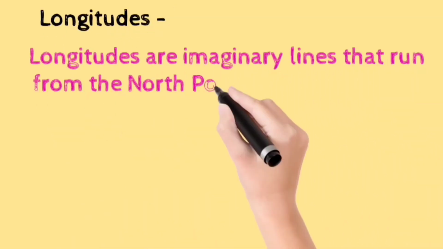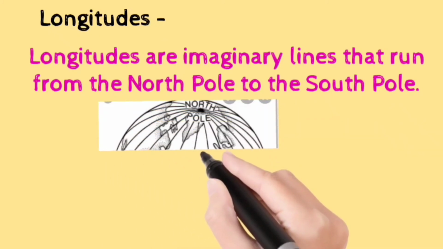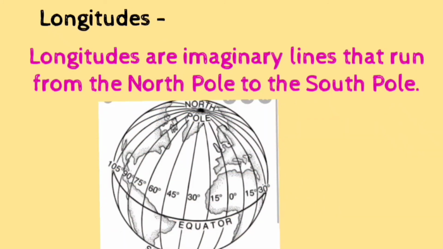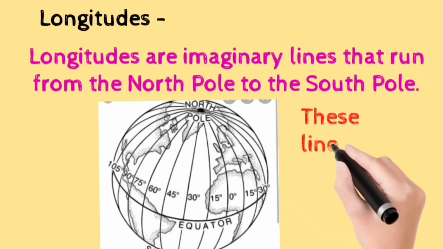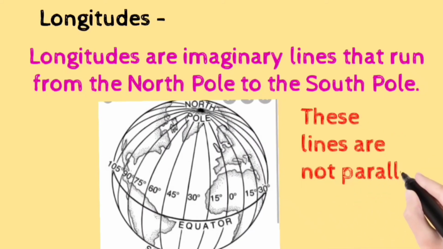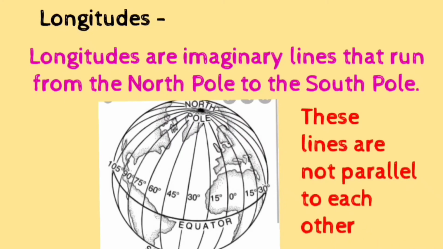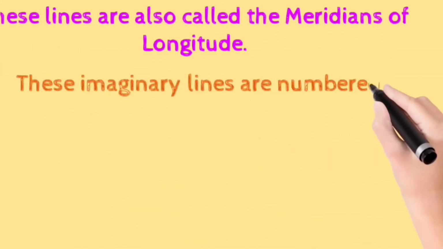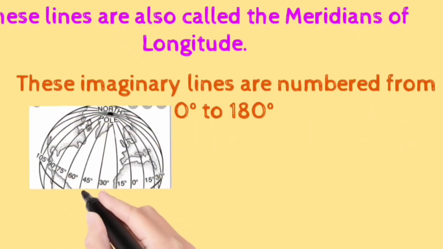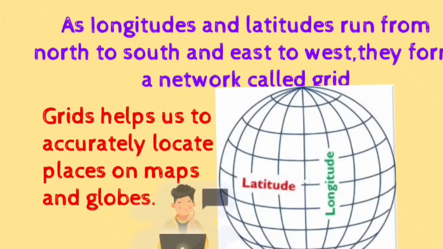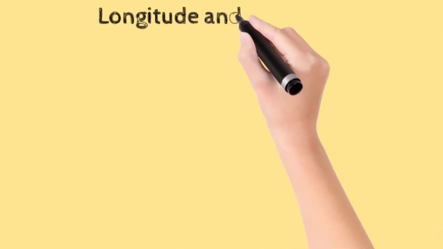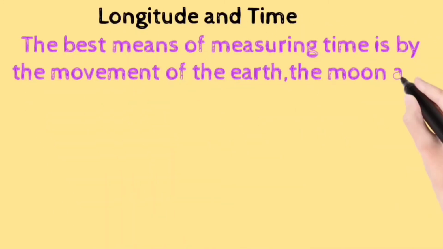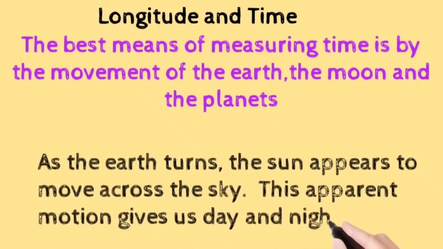Longitudes. Longitudes are imaginary lines that run from the North Pole to the South Pole. These lines are not parallel to each other. These lines are also called the meridians of longitude. These imaginary lines are numbered from 0 to 180 degrees. As longitudes and latitudes run from north to south and east to west, they form a network called grid, which helps to accurately locate places.